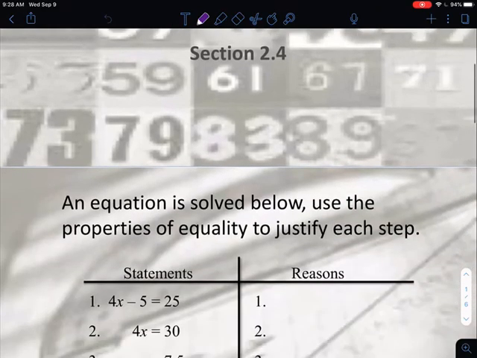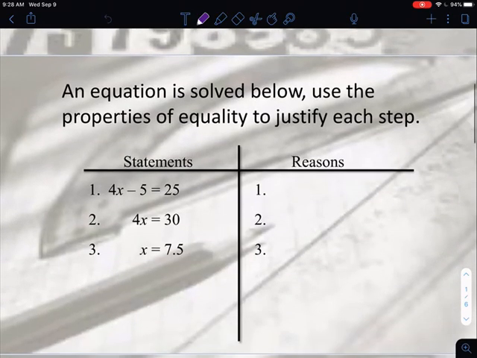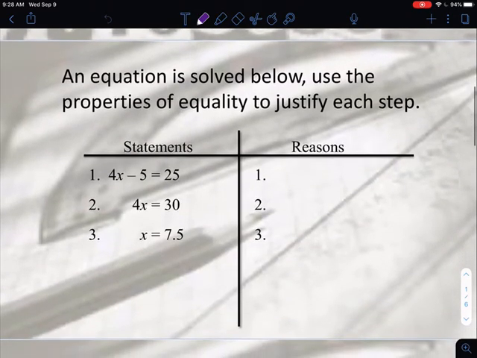So for instance, an example of an algebraic proof would look something like this. So an equation is solved below. We're going to use the properties of equality to justify each step. So in a proof, one of the things that we're going to talk a lot more about and kind of mention over and over again is that they have to start you with some information. They have to give you something off the bat. So for step number one, they're going to give us the equation. So that first step is just going to be given. Like that's what we start with. Now we're going to work from there.